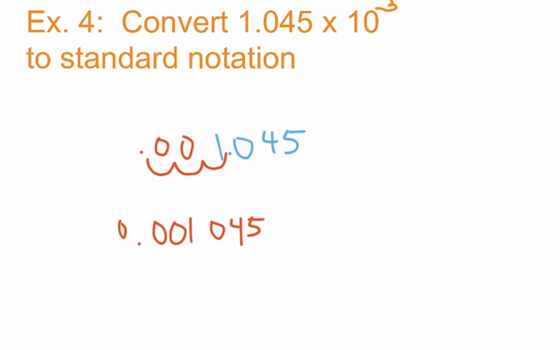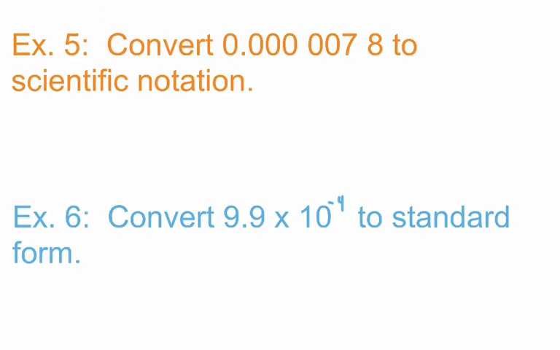So we've looked at 2 examples where we convert scientific notation into standard form. We've looked at 2 examples where we convert standard form back into scientific notation. So now I'm going to give you 2 practice problems to work on, and I want you to have those ready for us for bell work tomorrow. So here's your 2 practice problems. First, we want to convert 0.000078 to scientific notation. Then for example 6, we want to convert 9.9 times 10 to the -4th to standard form. Okay? So copy those problems down, work through them.